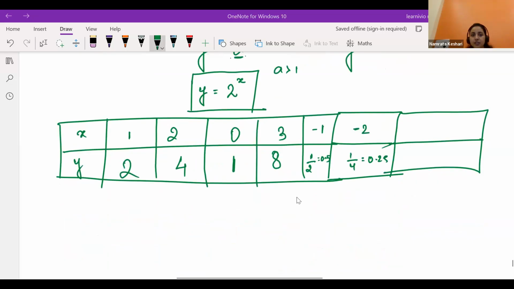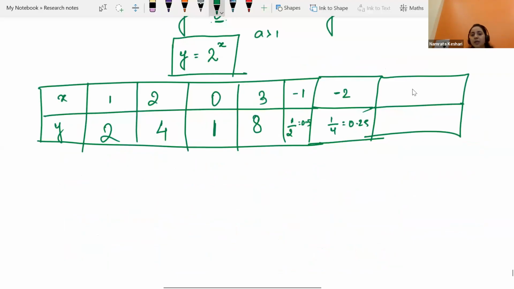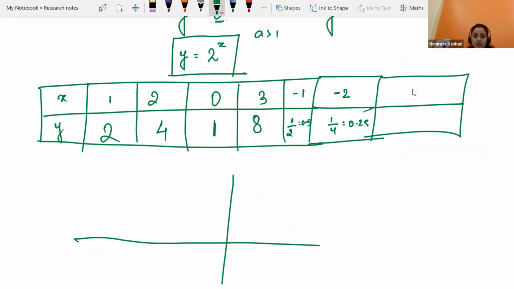You can understand, we'll be taking more negative numbers like minus 3, minus 4. It will be a very, very small number we will start getting for y. Okay, so let's try plotting with this much information.